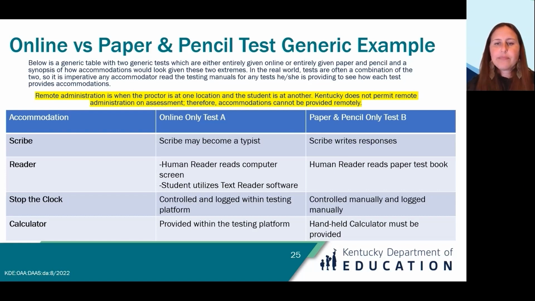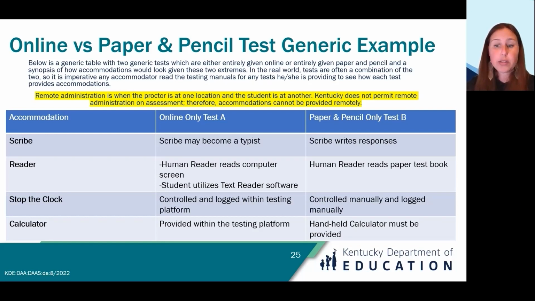Test B is given completely paper and pencil. There is no online option. These strict environments require accommodations to look a little different. For instance, on test A, the online test, a scribe may become a typist, but on test B, the paper and pencil, all responses would be handwritten by the scribe.